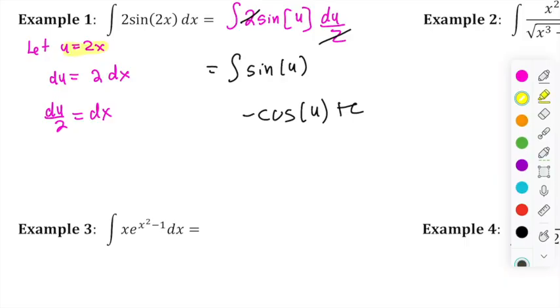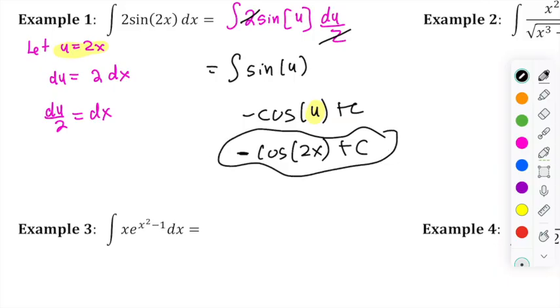And in this case, we knew that u is equal to 2x. So this is going to be negative cosine of 2x plus c. And that is my integral.